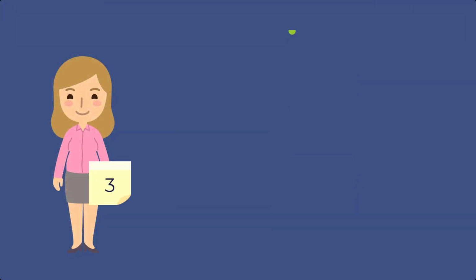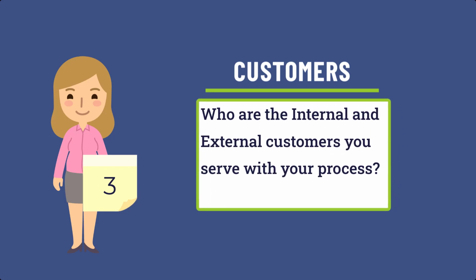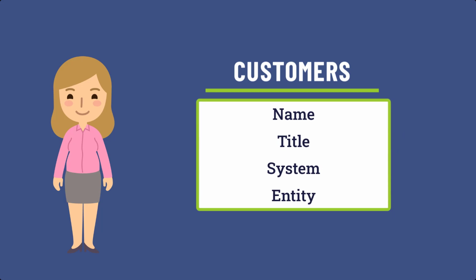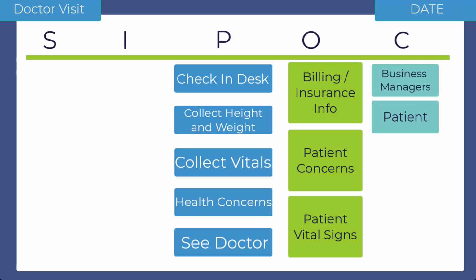Our next step is to consider the customers. We're going to identify both the internal and external customers of the outputs. You can capture them by name, title, system, or organizational entity. Our customers are business managers who receive the billing information, patients who receive feedback on their vitals, the doctor, and finally, patient records are also updated, so here we're listing a system instead of a person, as it needs to be reflected on the map.